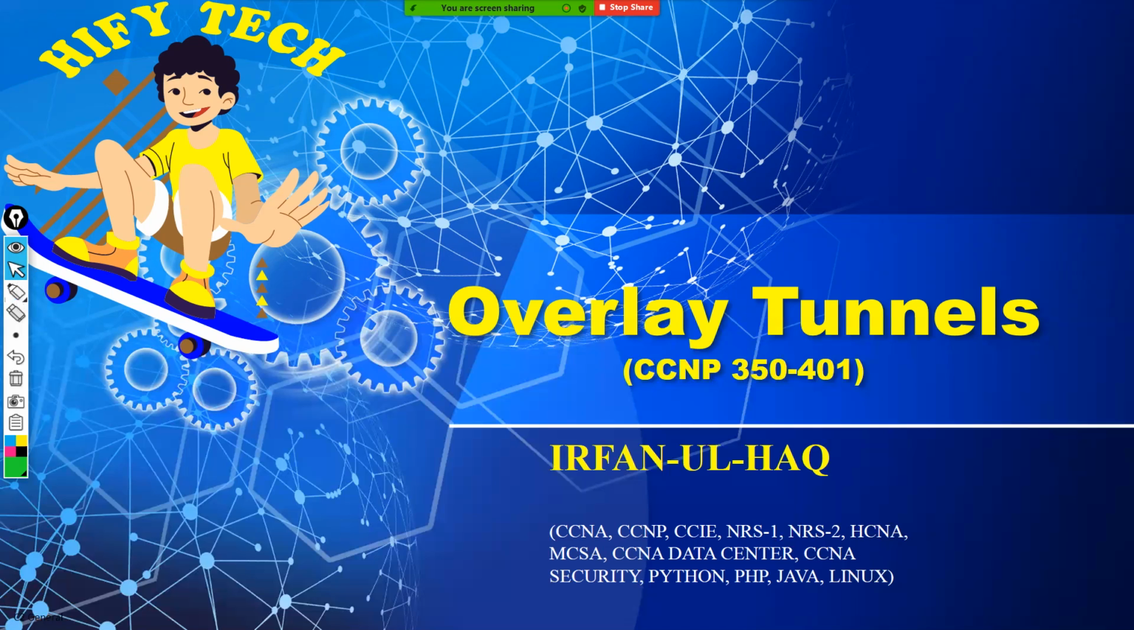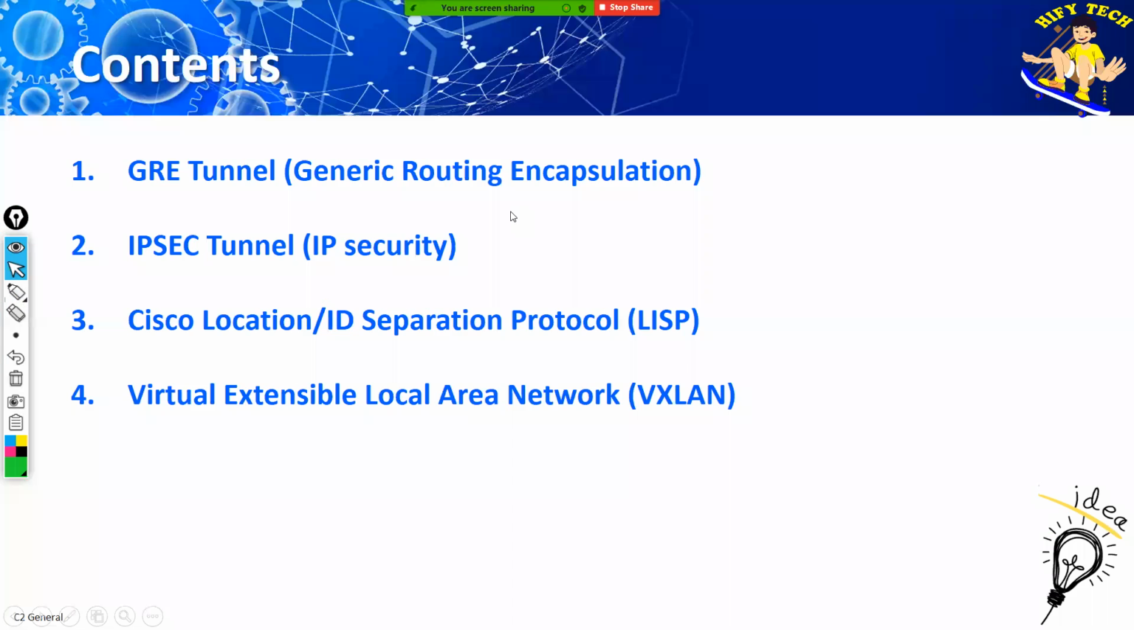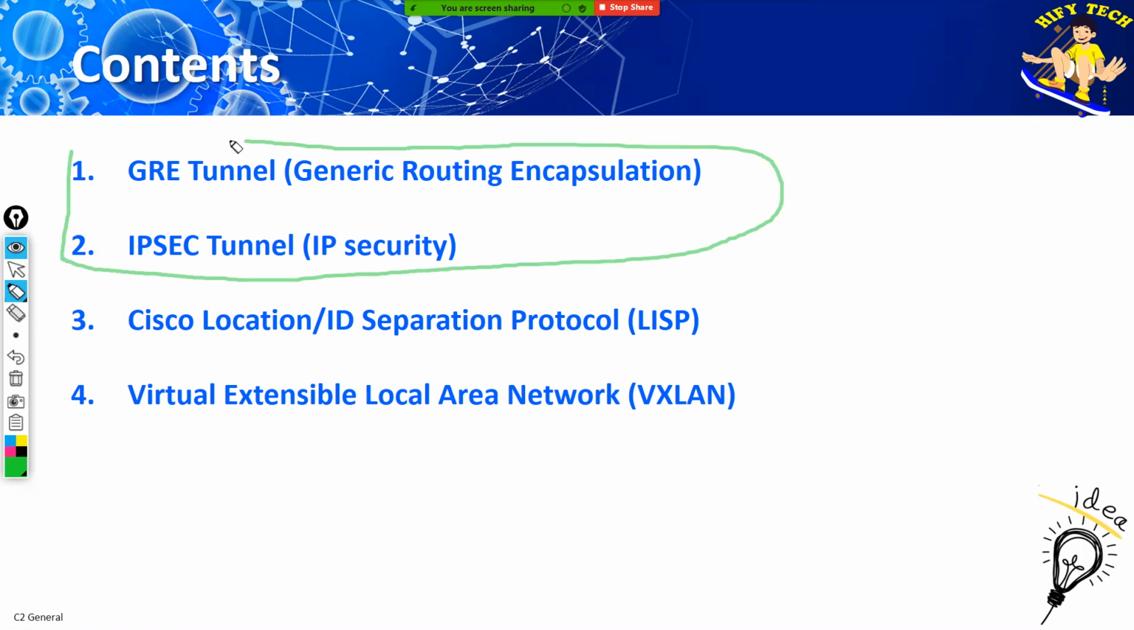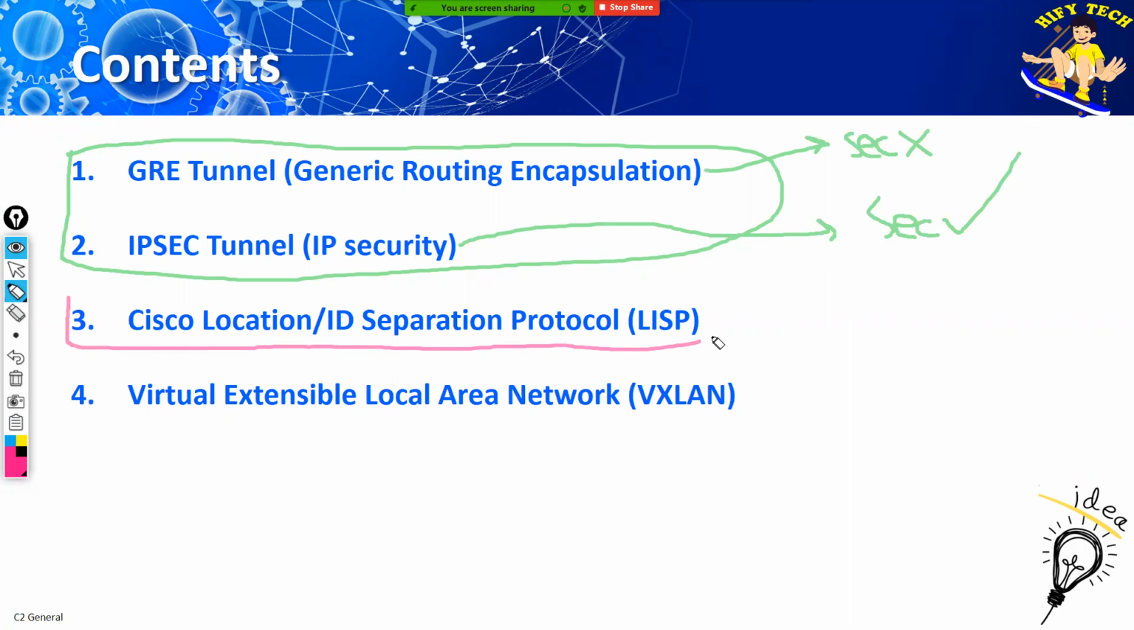So in this course, we will be discussing the following four topics. The first two topics are related to tunnels. The first one is GRE tunnel, and there is no security in this one. And to overcome the security issues, they introduced IPsec tunnel. IPsec tunnel is like a GRE tunnel, but with security. And then the third topic is LISP.